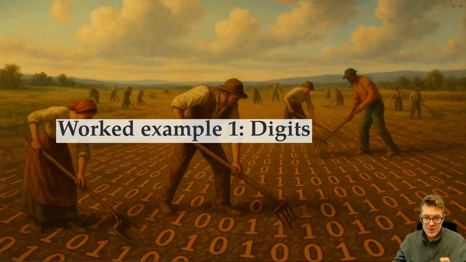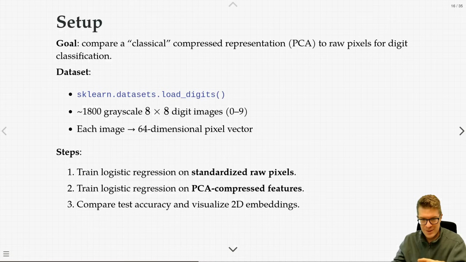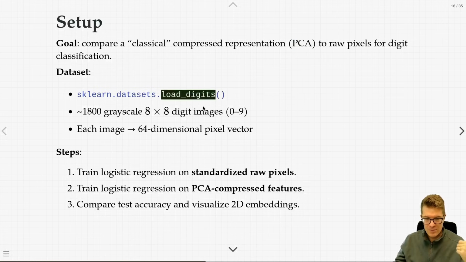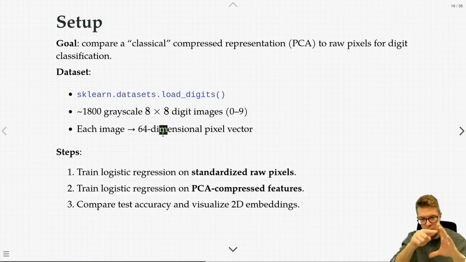So now some examples. This first example is a bit of a mixed bag, but let's get back into it. We're going to compare a classical compression algorithm representation, PCA, that's going to map raw pixels for digit classification, and we're going to use our familiar load_digits data set from sklearn. This is about 1,800 grayscale 8x8 images of digits. So you have 10 classes, 0 through 9. Every image will be 8x8 pixels, but you could unroll them into one big 64-dimensional pixel vector. And that becomes your input data point X.